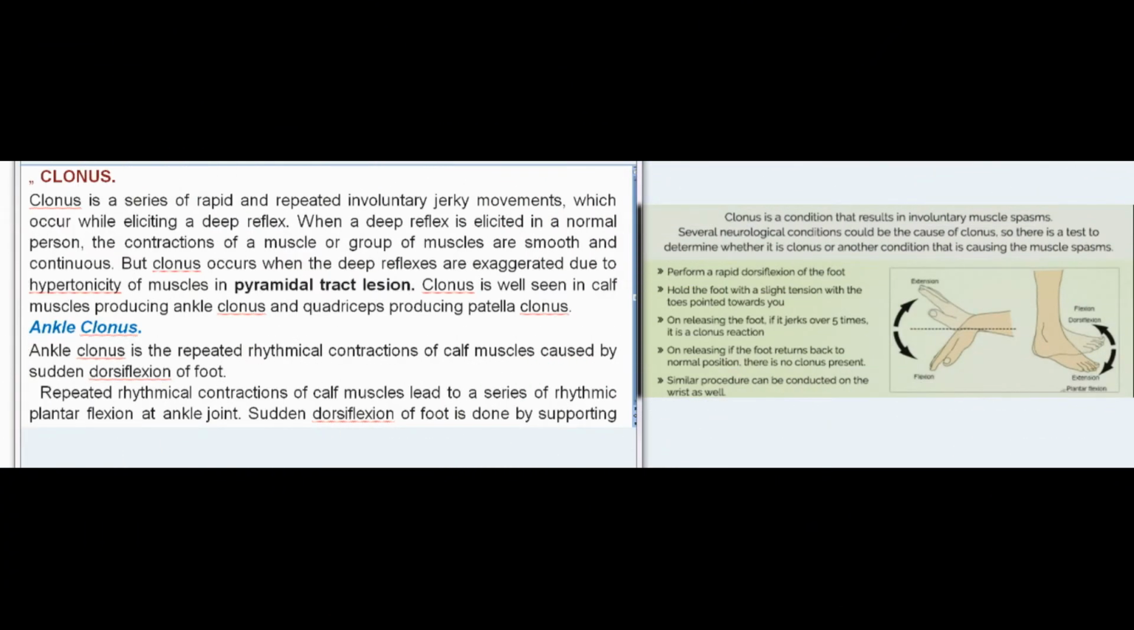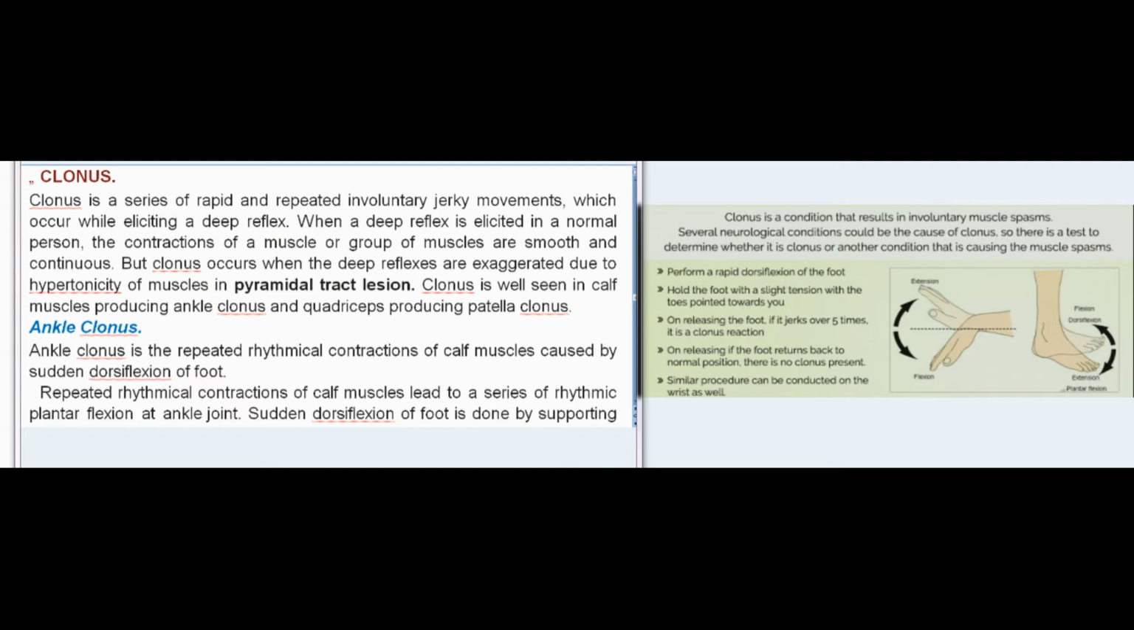Clonus. Clonus is a series of rapid and repeated involuntary jerky movements, which occur while eliciting a deep reflex. When a deep reflex is elicited in a normal person, the contractions of a muscle or group of muscles are smooth and continuous. But clonus occurs when the deep reflexes are exaggerated due to hypertonicity of muscles in pyramidal tract lesion. Clonus is well seen in calf muscles producing ankle clonus and quadriceps producing patella clonus. Ankle clonus. Ankle clonus is the repeated rhythmical contractions of calf muscles caused by sudden dorsiflexion of foot.